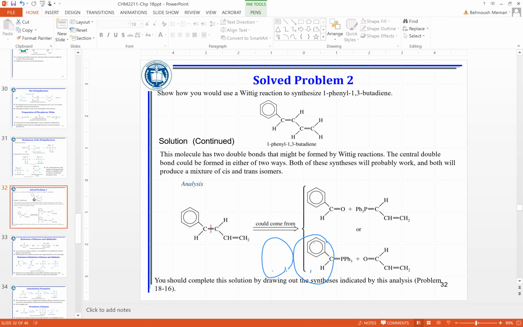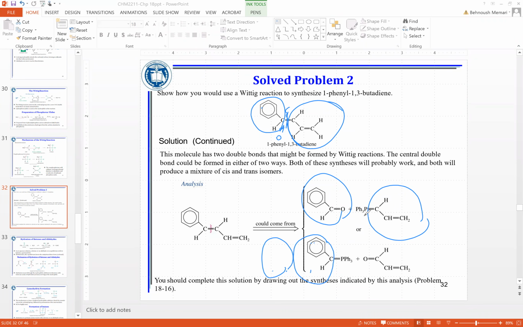Okay, so if the question emphasizes that you have to use a Wittig reagent, you just have to cut through the carbon-carbon double bond, and know that one side is coming from the aldehyde or ketone. So you can take this side and add a double-bonded oxygen, so you have your aldehyde. The other side is coming from the ylide, and you get that side from the alkyl halide. So you have the two choices.